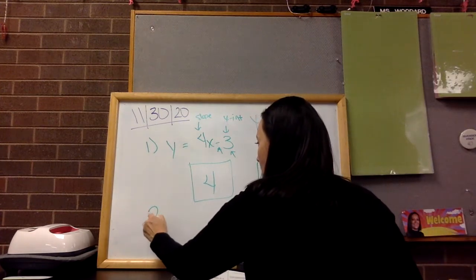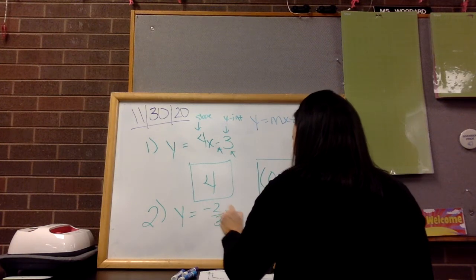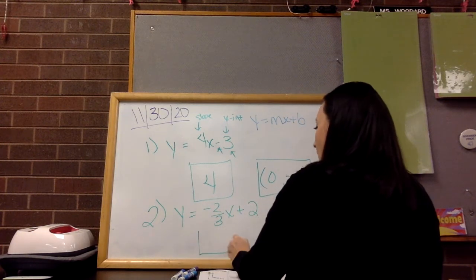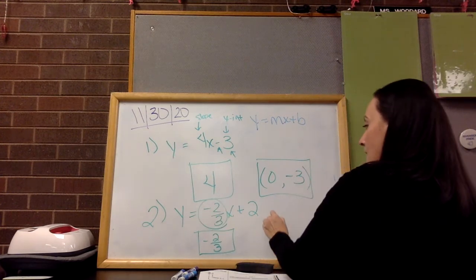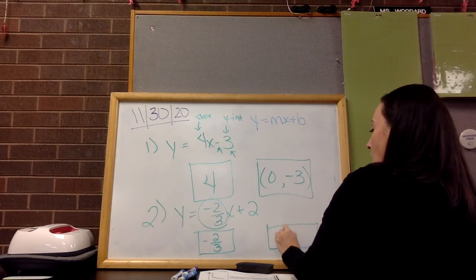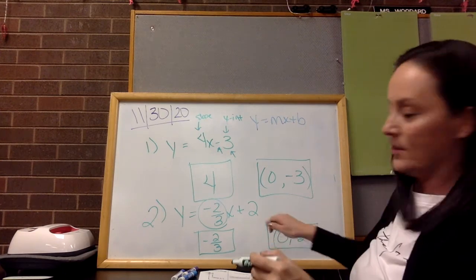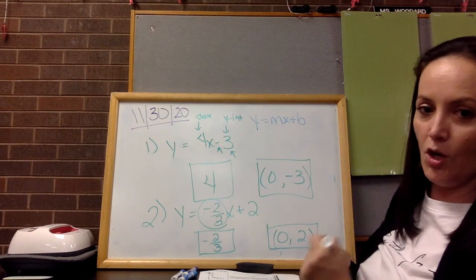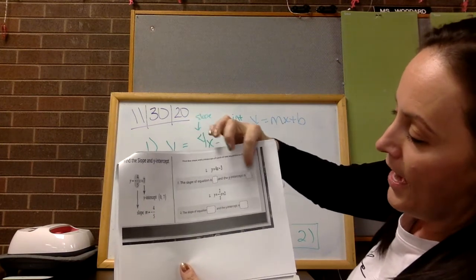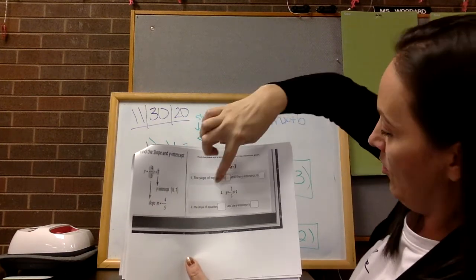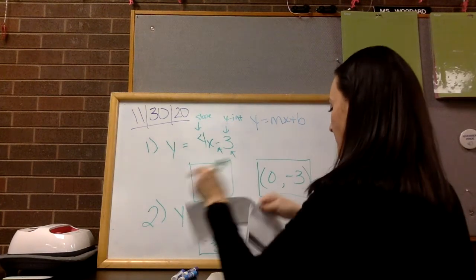All right, I'm going to go over here and we're going to try number 2. Number 2, the equation looks like this: y equals negative 2/3 x plus 2. All right, my slope should be easy, negative 2/3. It's that number right in front of the x. Now the y-intercept always is going to be when x equals 0. When x equals 0, y equals 2, and it's a plus 2, so it's a positive 2. So in this first box up here, you guys are going to put in 4, and you're going to put in (0, negative 3). Over here, you're going to put in negative 2/3, and you're going to put in (0, 2).